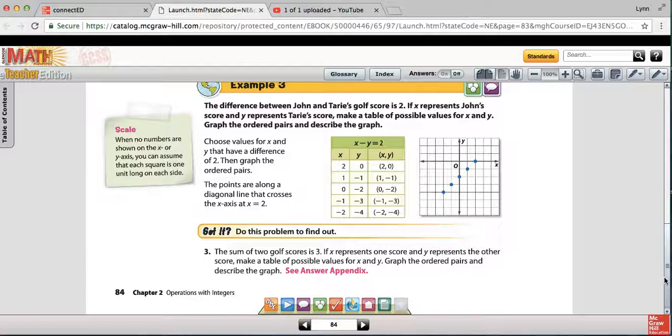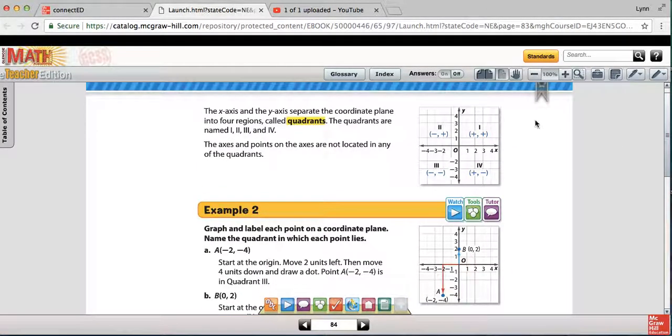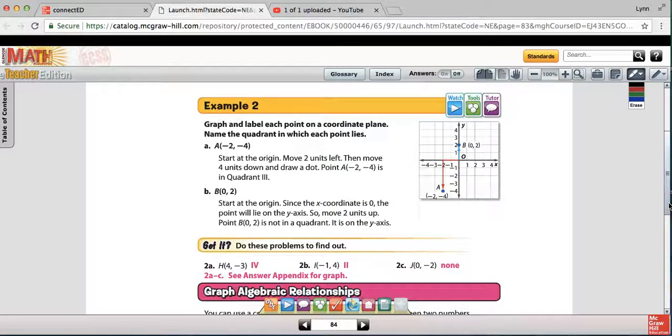On page 84, on example 2, we start looking at the quadrants. As I mentioned before, quadrant 1 is positive, positive. In quadrant 2, we have negative, positive. Quadrant 3, negative, negative. And in quadrant 4, positive, negative. So in example 2, we are going to be locating points, actually plotting points on the graph, and then we will say what quadrant it's in.